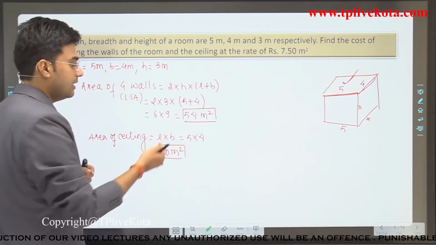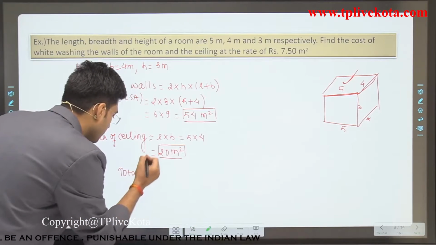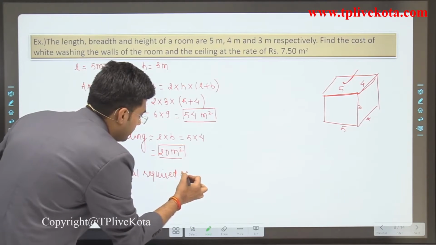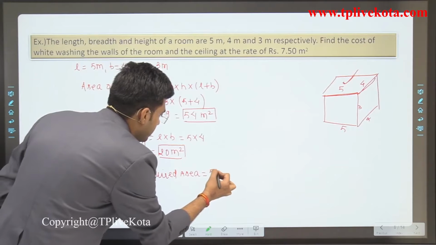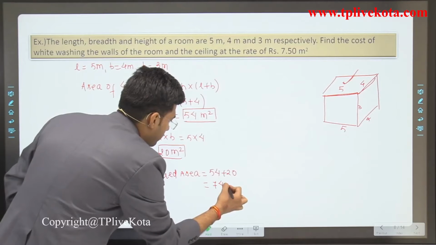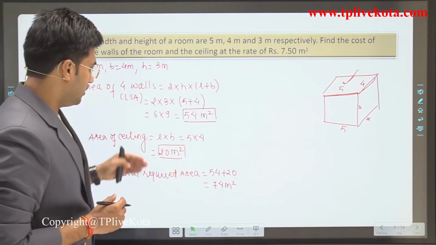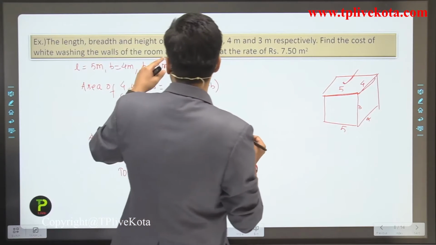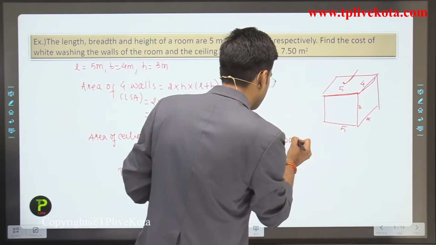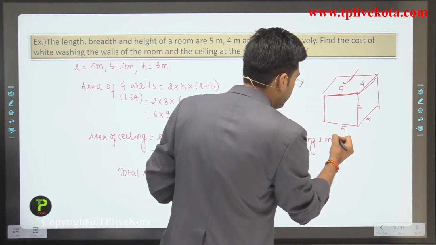So these are the required areas. So what is the total required area? Total required area is 54 plus 20, that is equal to 74 meter square. Now it is given that the cost of washing 1 meter square is equal to what?